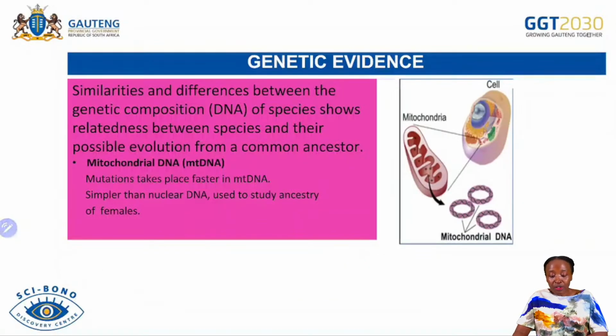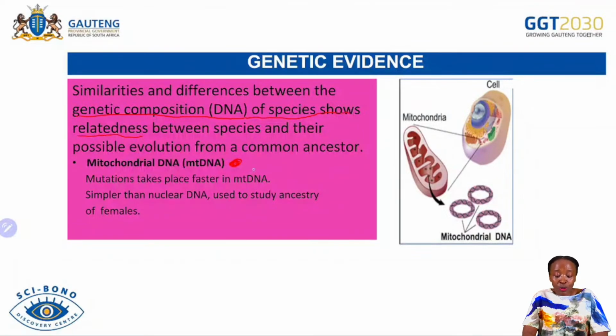Also, with human evolution, I did say earlier that there's also genetic evidence. So with genetic evidence, what scientists do is they look into the similarities and the differences between the genetic composition, especially the DNA of the species, so that they can tell whether the species are closely related or not, so that they can tell whether these species come from a common ancestor or not. And what exactly are we looking into? I told you earlier that we are looking into the mitochondrial DNA.